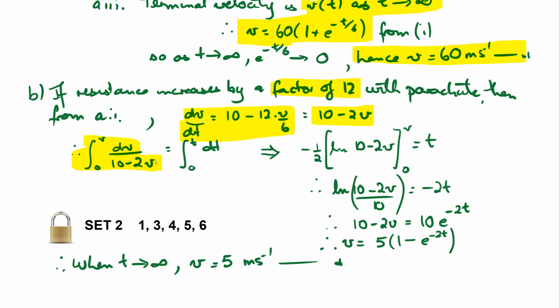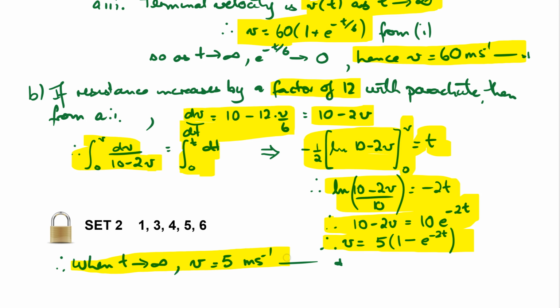So divide the 10 minus 2v across, and on the other side it's just the integral of t. So that gives us this integral, straight log, and a t on the right hand side. Multiply through by -2 and plug in the limits. Take the exponential of both sides. This gives us our expression for velocity as a function of time, and as above, as time tends towards infinity, that means the exponential term will disappear, so v will equal 5.